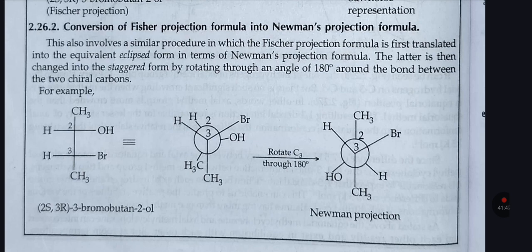For example, this figure shows 2S,3R 3-bromobutan-2-ol in Fischer projection. Then the same is shown in Newman projection. When we rotate C3 through 180 degrees, we will get another Newman projection.